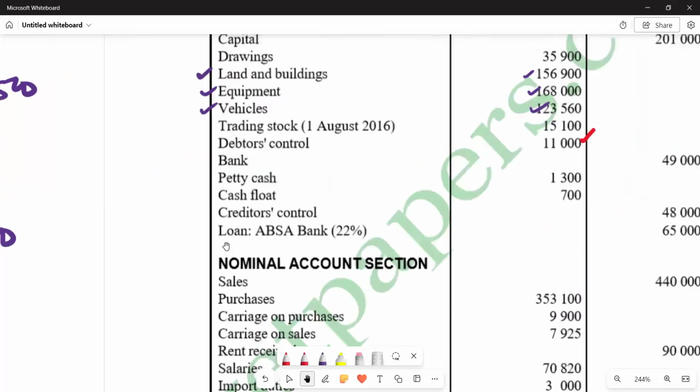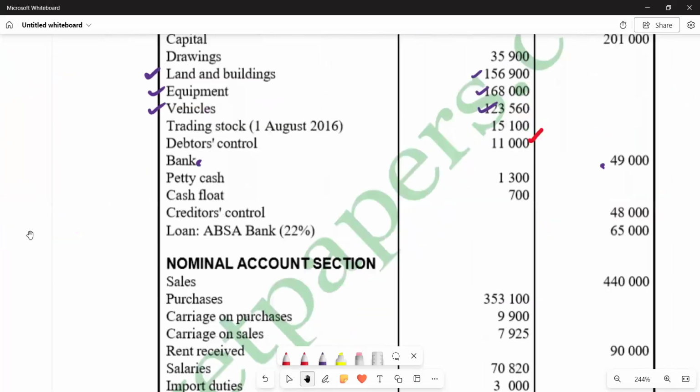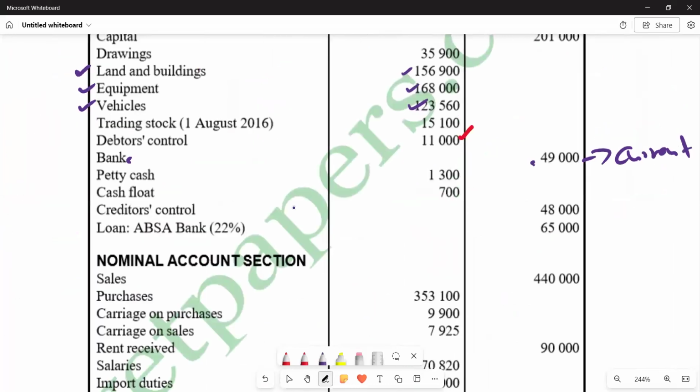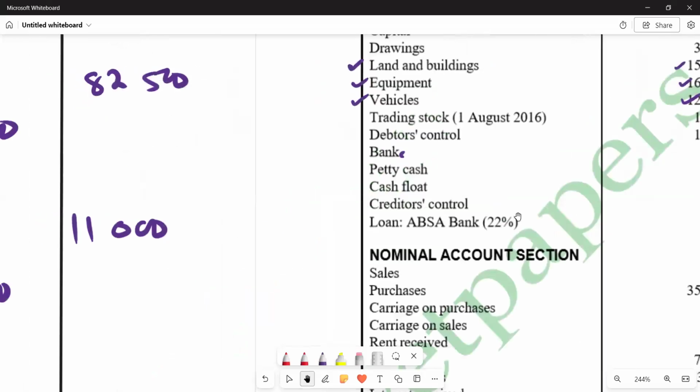So if you come here, you'll see that the figure for bank is here, but it has a credit balance. When it has a credit balance, it's supposed to go under current liabilities. So we're not going to put it under cash and cash equivalents, but we've got petty cash 1,300 and cash float 700. These are the two that we are going to put under cash and cash equivalents.